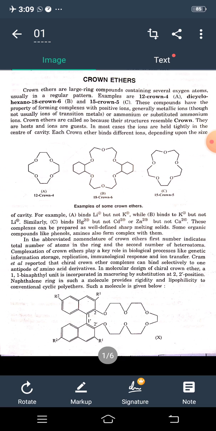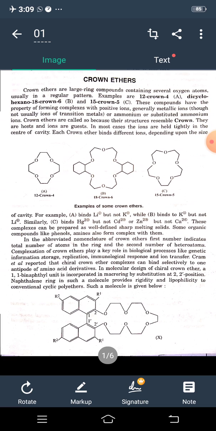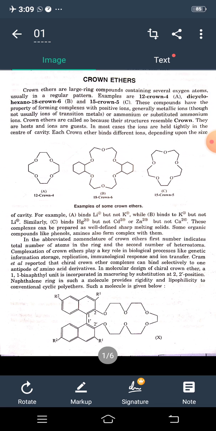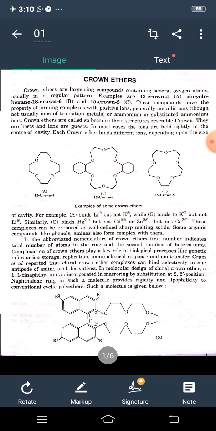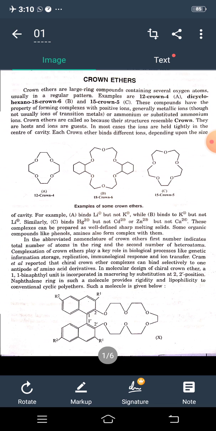So complexation of crown ethers plays a key role in biological processes like genetic information storage, replication, immunological response, and ions transfer. Graham et al. reported that chiral crown ether complex can bind selectively to one antipode of amino acid derivative.